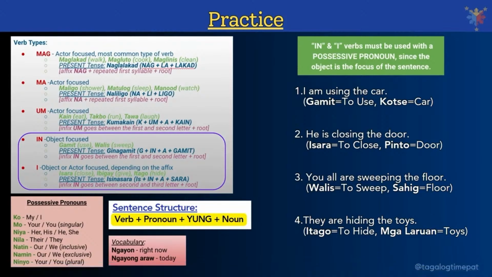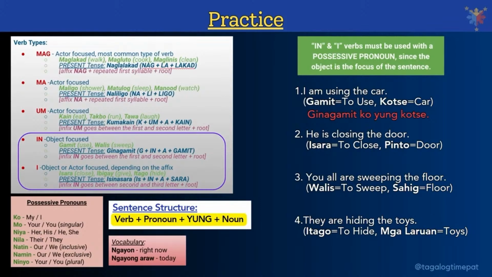So let's do the first one together. Just so we're on the same page, keep an eye on your new sentence structure here, verb plus pronoun, then yung, then the noun. So I am using the car. Gamit is to use. In the present tense, it's ginagamit. Remember, the in just goes between the first and second letter, and then it's the root. Ginagamit, and then the pronoun I in the possessive pronoun is ko. And then yung car is coche. Ginagamit ko yung coche. I am using the car.